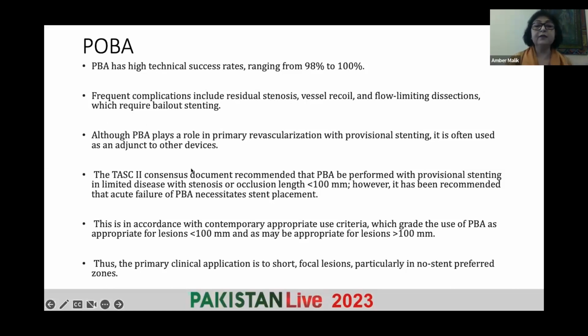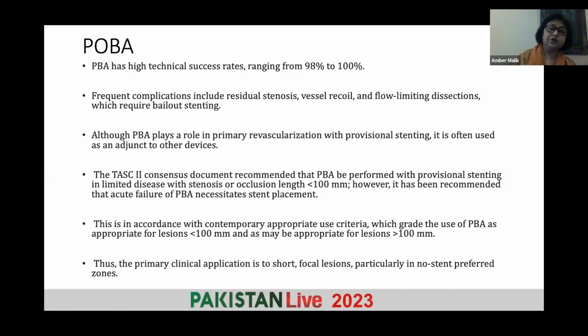It plays a role in primary revascularization with provisional stenting, but it is often used as an adjunct to other devices. It can be performed with provisional stenting in limited disease, less than 100 millimeter. However, a failure of plain balloon angioplasty necessitates stent placement. This is in accordance with contemporary appropriate use criteria, which grade the use of plain balloon angioplasty as appropriate for lesions less than 100 and maybe appropriate for lesions more than 100. Practically speaking, we do balloon angioplasties for all. If you do not have a flow-limiting dissection, you leave it as such. It is much better because stents have a higher in-stent restenosis rate.